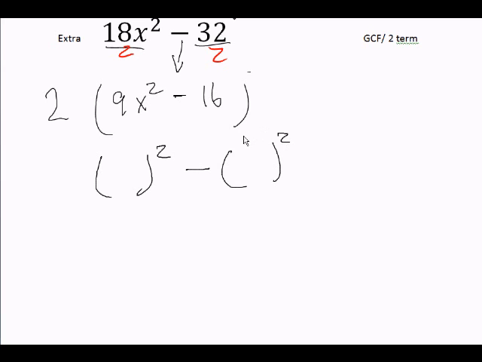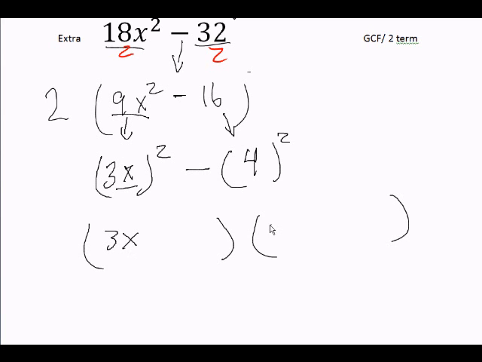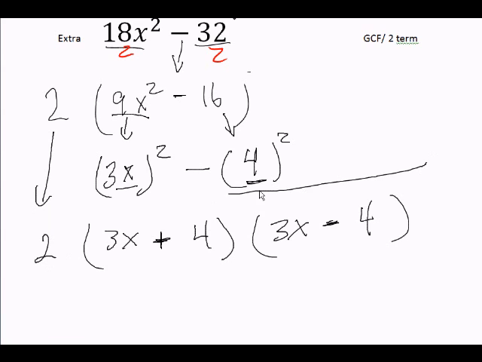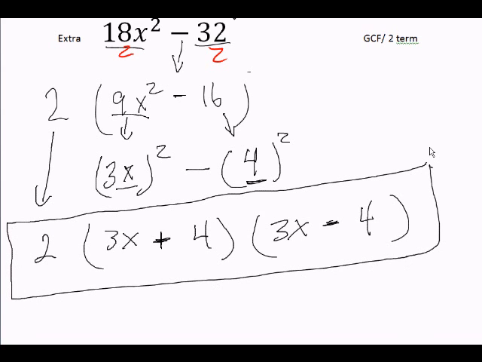Something squared minus something squared. Remember, there has to be a minus sign between them. So how do I get 9x squared to be perfect? Well, 3 squared is 9, and x to the second power is x squared. 16 is 4 squared. Once I have that, two big parentheses. Whatever's in the first parentheses, 3x, goes into the first spot of each. Whatever's in the second parentheses, 4, goes in the second spot of each. Make sure you put 1 plus and 1 minus, and you're done. Don't forget, this 2 is part of your final answer. We factored that out earlier.